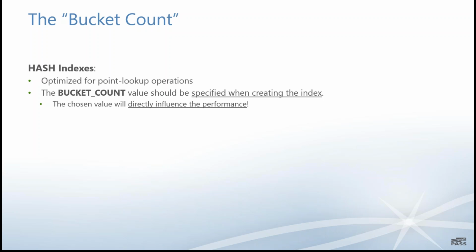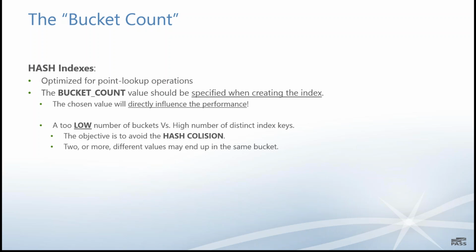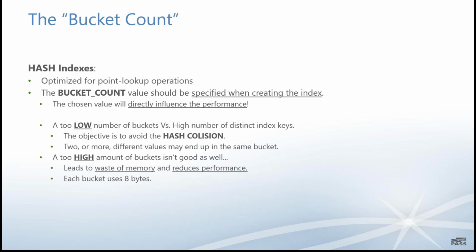And what are the possible problems here? First one, having too low a number of buckets. When you have a very high number of distinct index keys and a low number of buckets, you will have hash collisions, and this is bad for performance. I will explain this better. The second problem is too high an amount of buckets. For performance reasons, this is not good to have, and also you are going to waste memory. Each bucket uses 8 bytes. It's not too much, but it's memory.